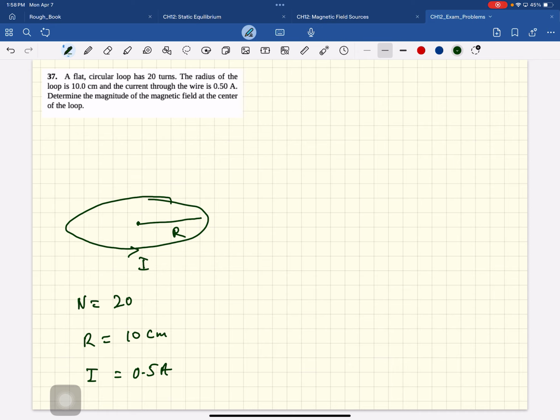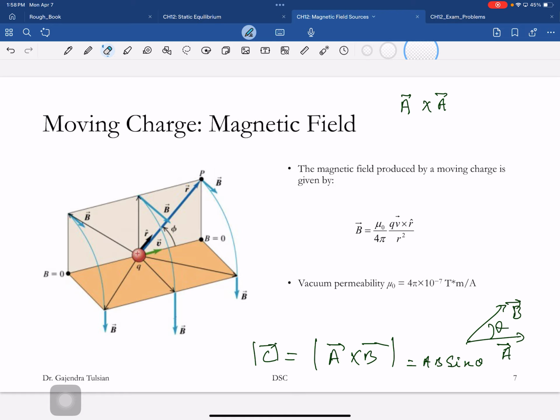How do you figure it out? Pointing straight up. Point your fingers in the direction of the current, and your thumb points in the direction of the magnetic field. So the magnetic field will be pointing straight up. And if you go along the axis, you have an expression, and it falls off rapidly. Okay? So here's the expression. In fact, we'll go look up the expression.